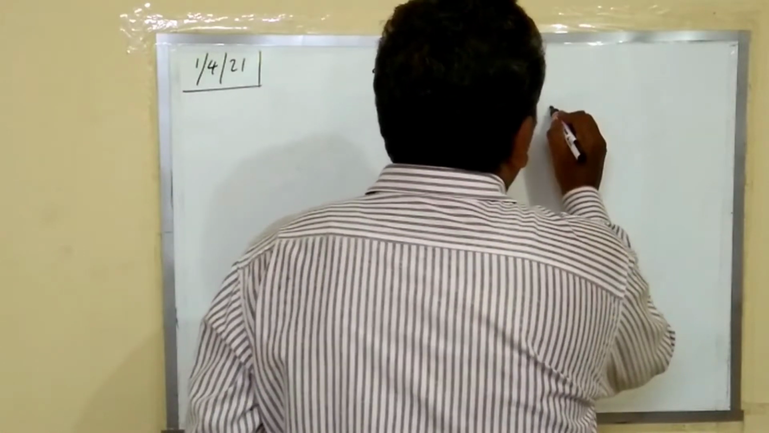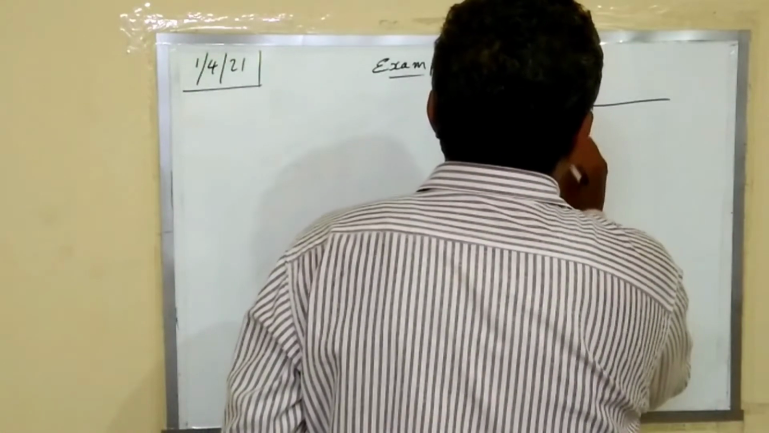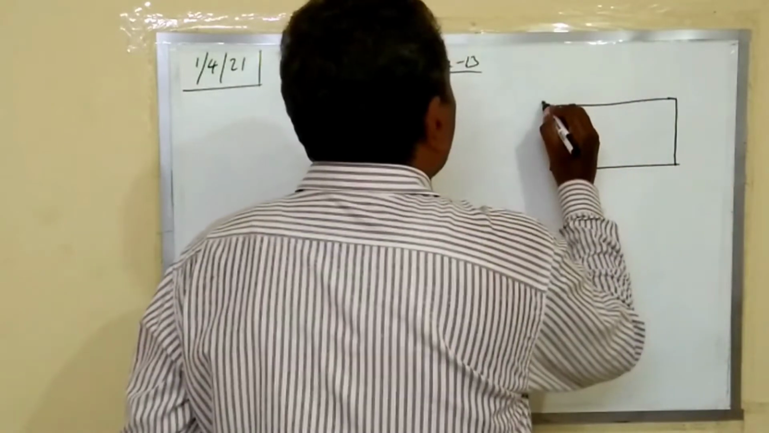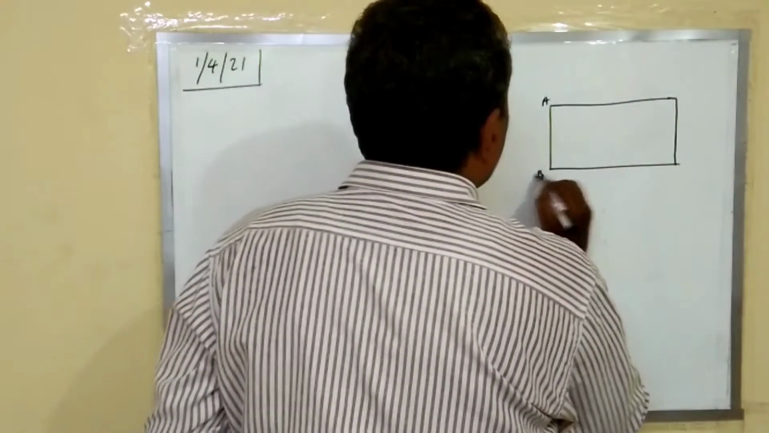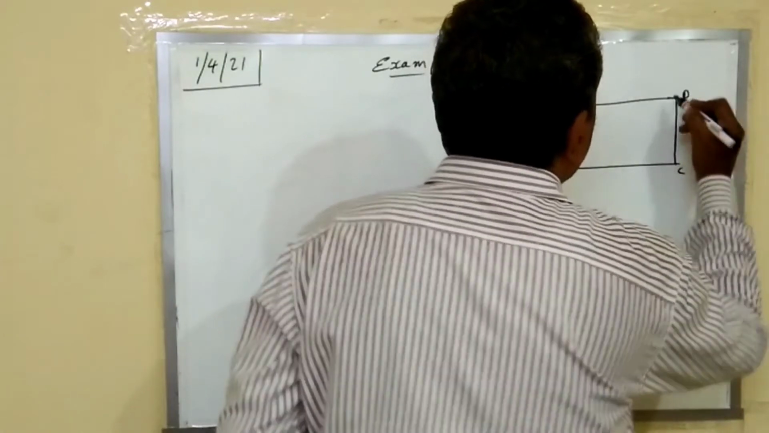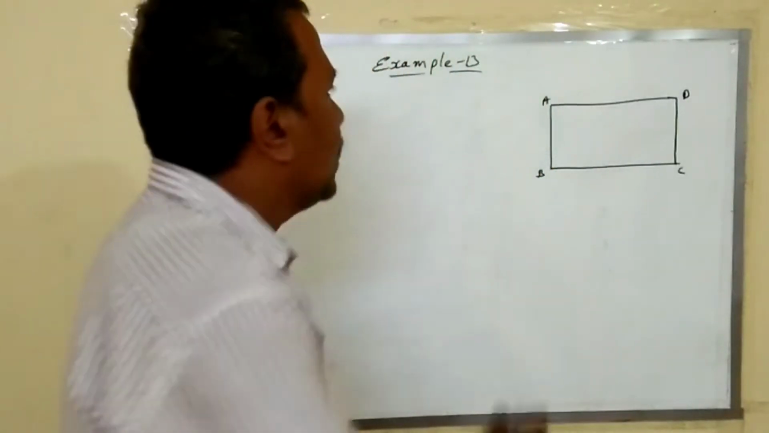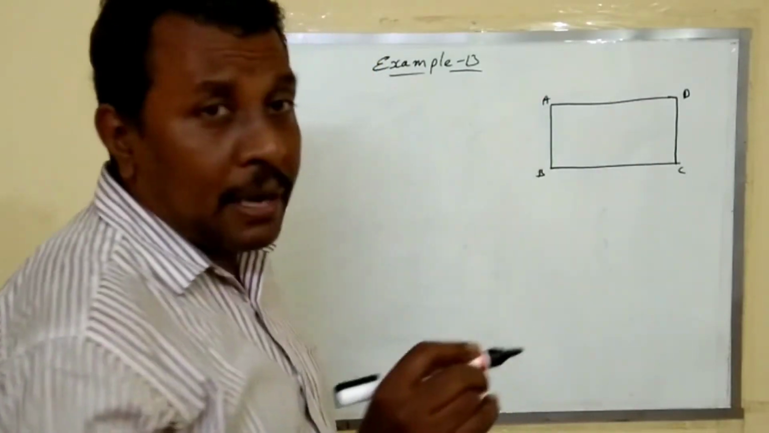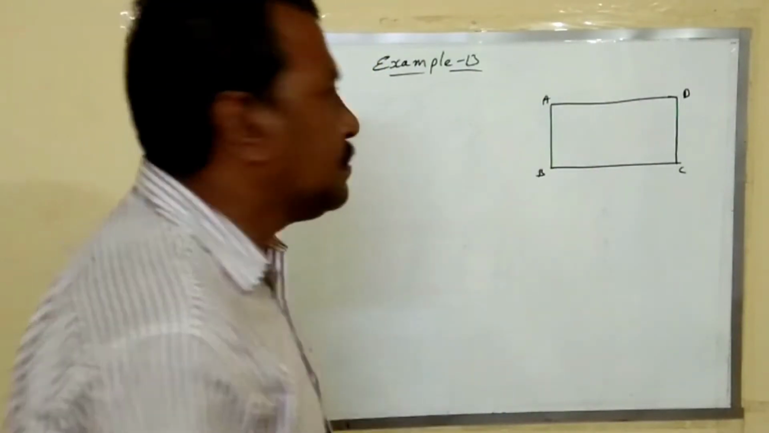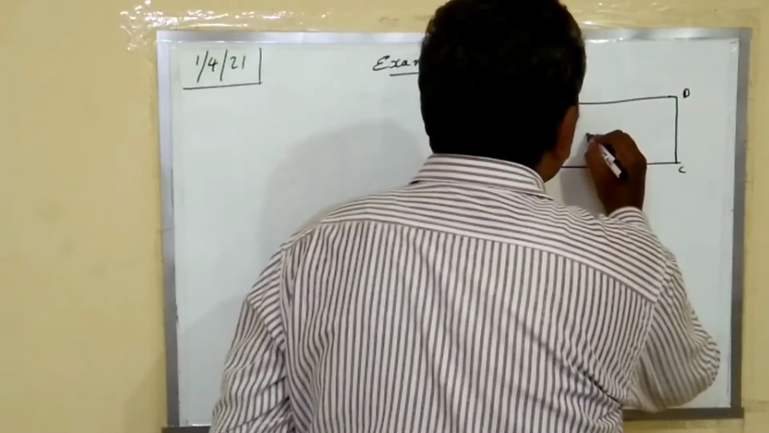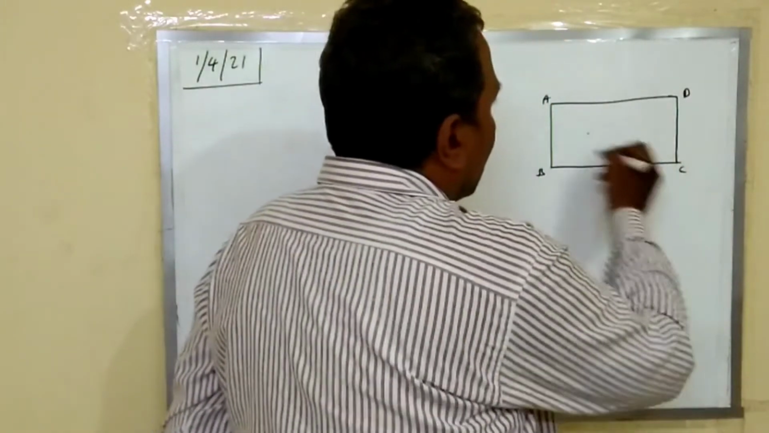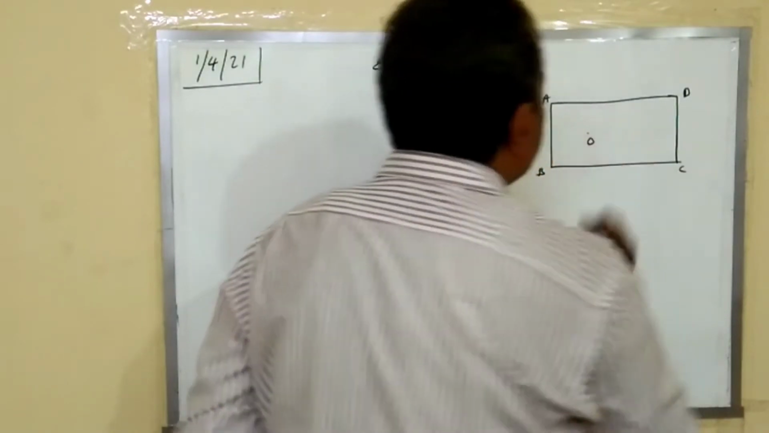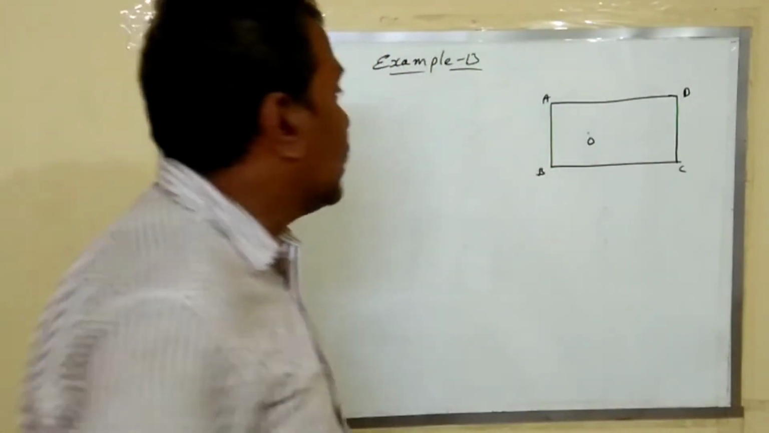This says that you take a rectangle. This is a rectangle, named A, B, C, D. You take a point in the interior of the rectangle. Anywhere in the entire interior you can take it. Here I am taking point O in the interior of the rectangle.